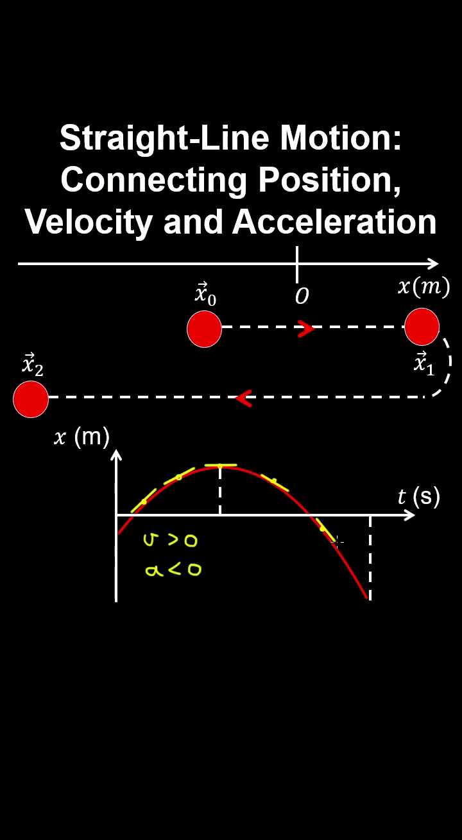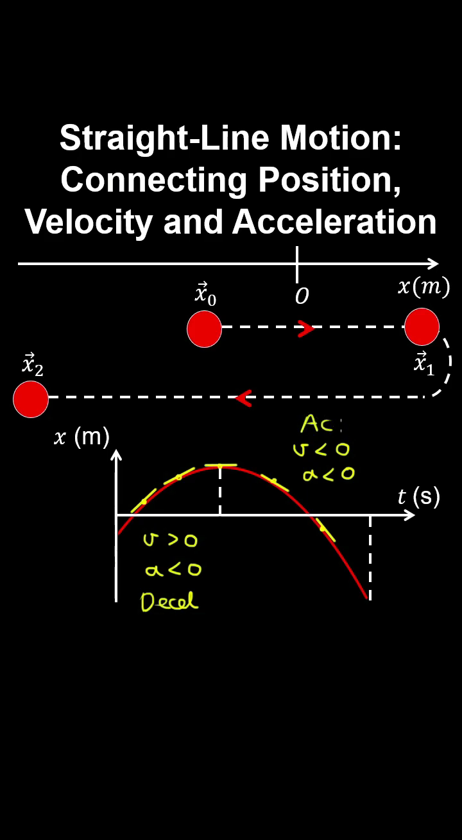Now in the second interval of motion, we can see that the slope of the tangent to the curve is always negative. So therefore the velocity is less than 0. But the slope of the tangent is increasing in a negative direction. So therefore the acceleration is less than 0. So in this interval, the particle is decelerating.